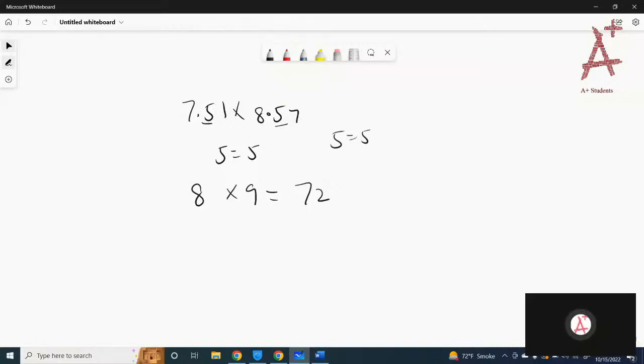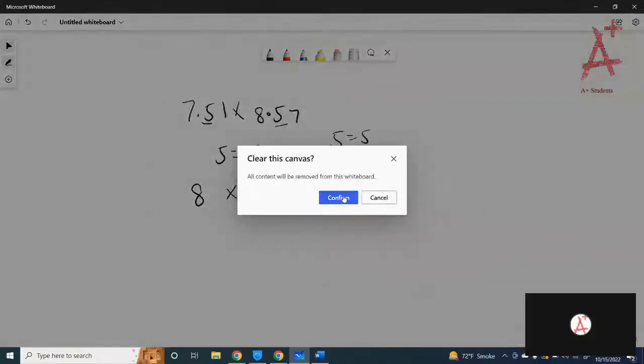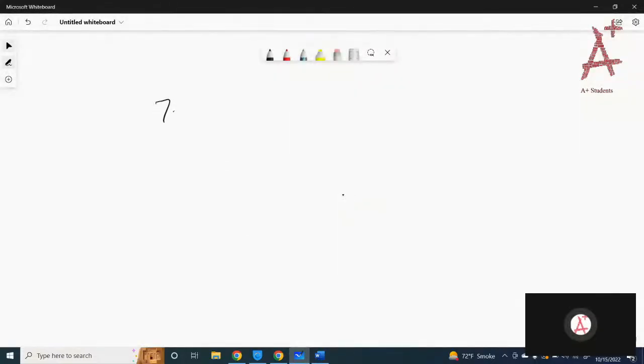Okay, the next one is 7.7 plus 6.6. Estimate the sum by rounding the numbers. So here you have 7.7. 7 is greater than 5. That means you have to round up. Add 1 to the whole number. So 7 plus 1 is 8. Here again you have 6.6. 6 is greater than 5. That means you have to round up. So 6 plus 1 is 7. So 8 plus 7 is 15. Got it?